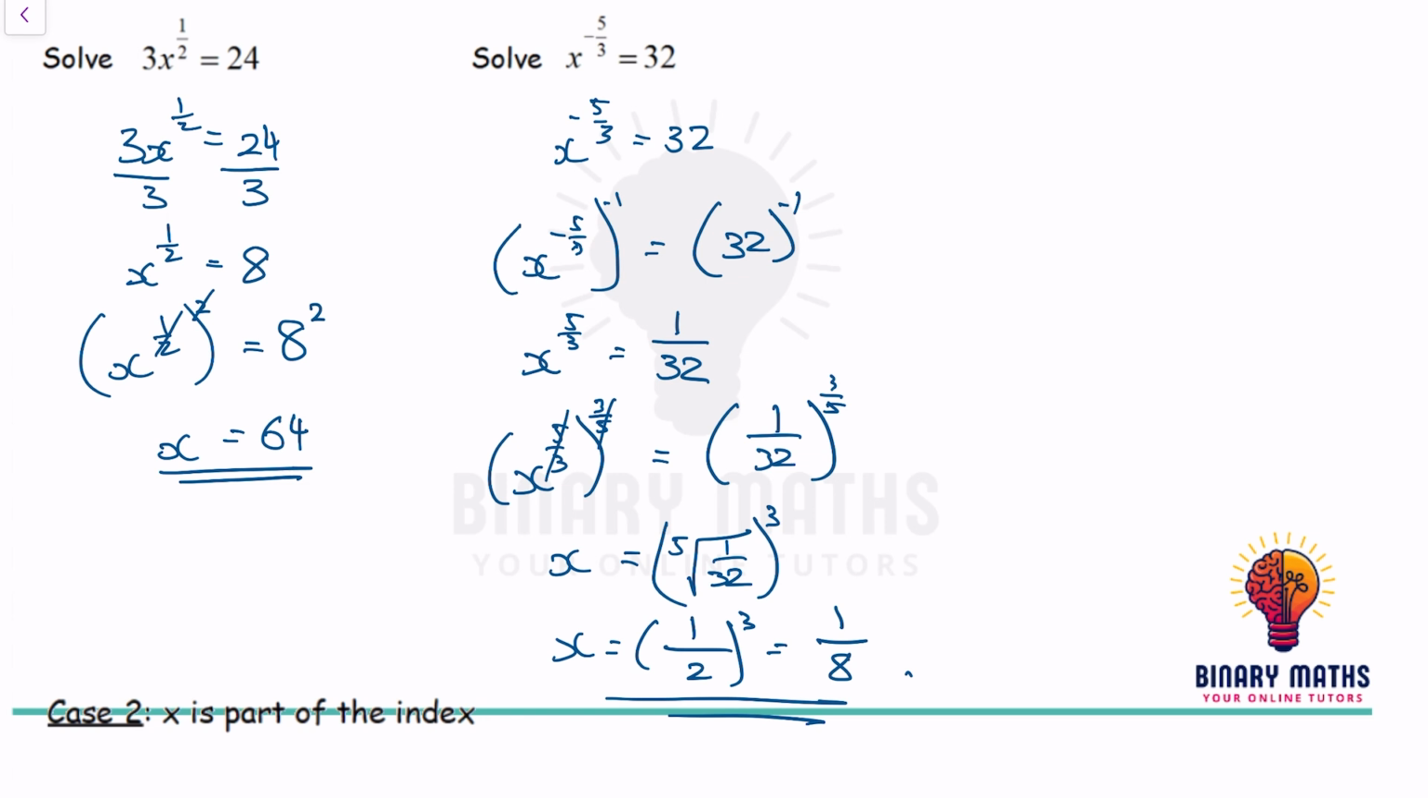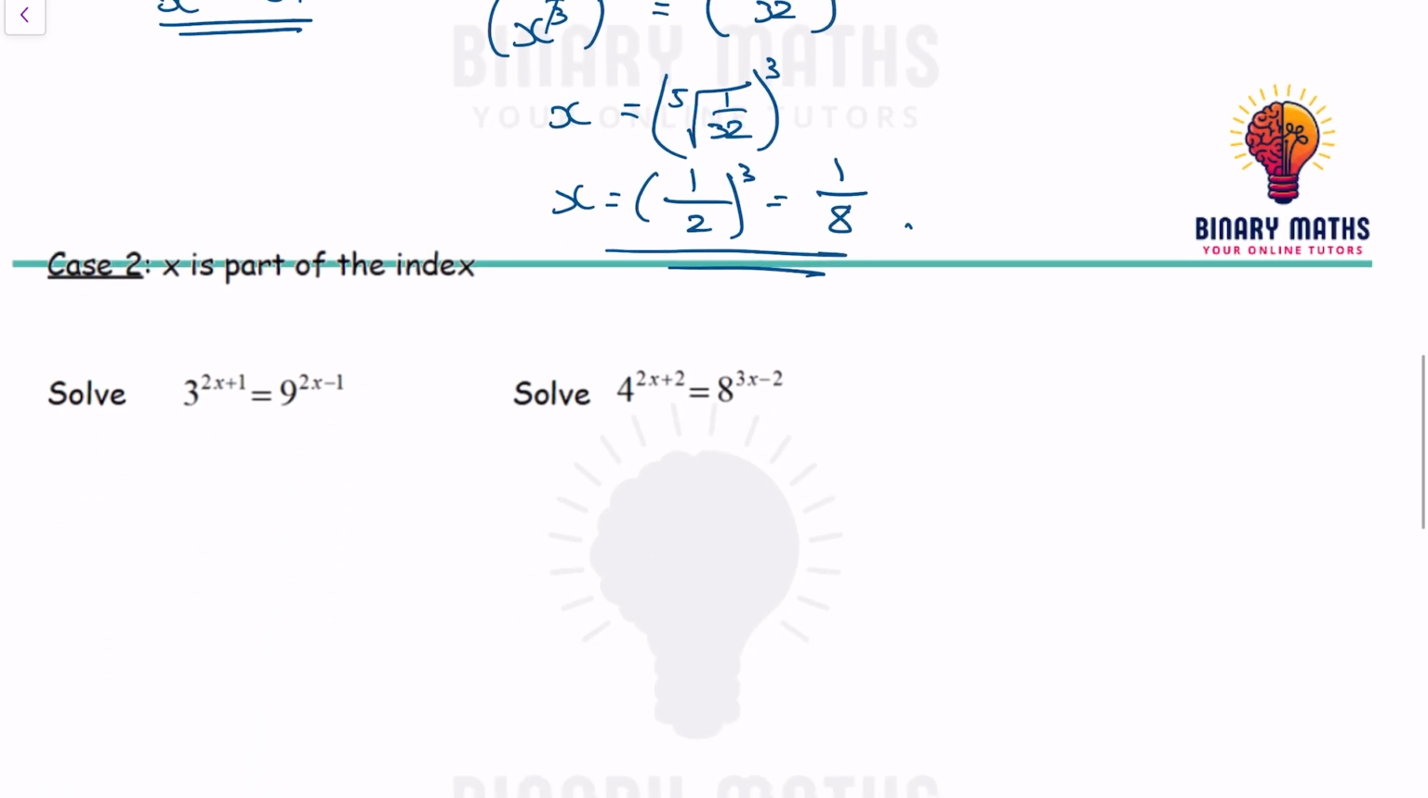Okay, and the last set of examples is when x is part of the index. So we've got 3 to the power of 2x plus 1 is equal to 9 to the power of 2x minus 1. Now in these questions, what we have to realize is we need to write these in the same base. So 3 and 9, we could definitely write it in base 3. So if we want to rewrite it in base 3, 3 to the power of 2x plus 1 stays as 3 to the power of 2x plus 1. But 9 can be rewritten as 3 squared to the power of 2x minus 1, because 9 is the same thing as 3 squared.